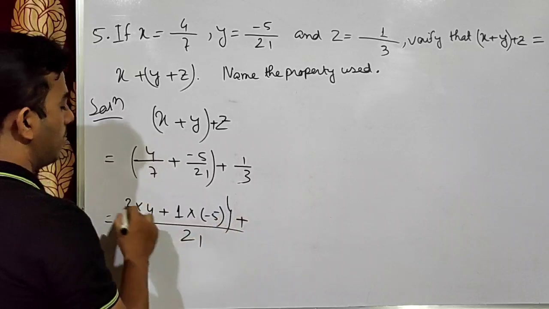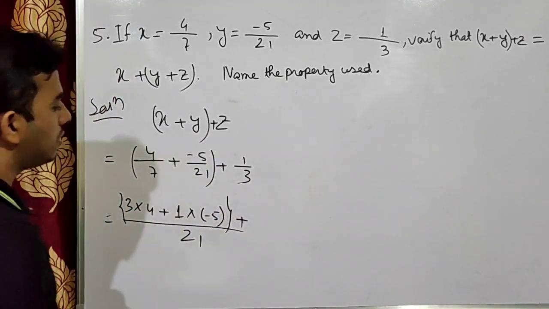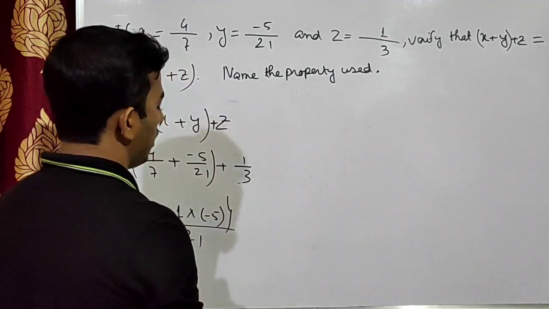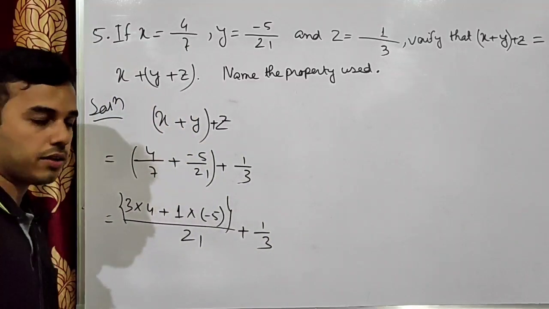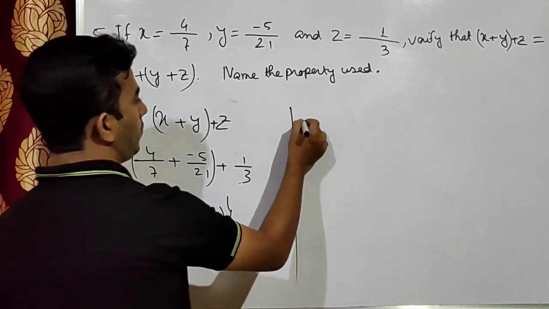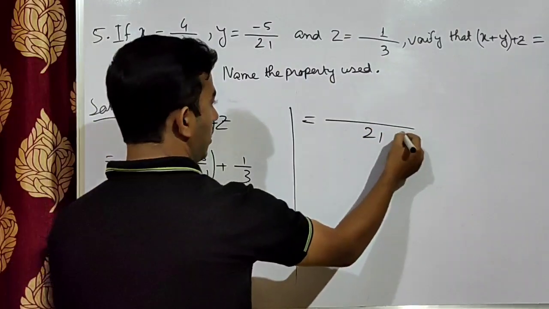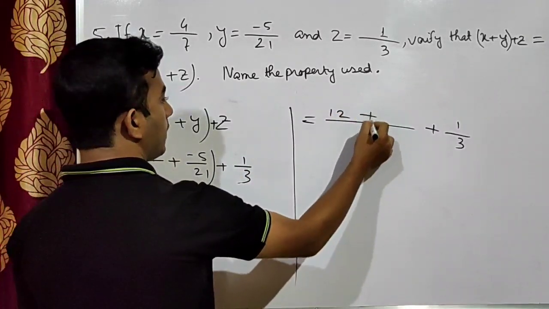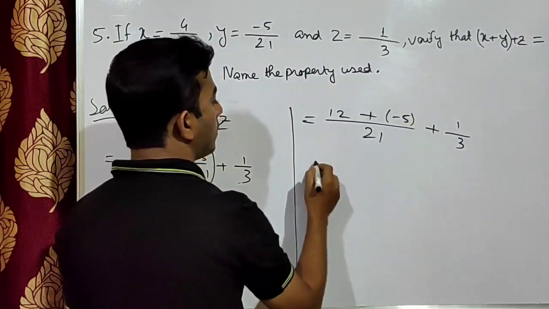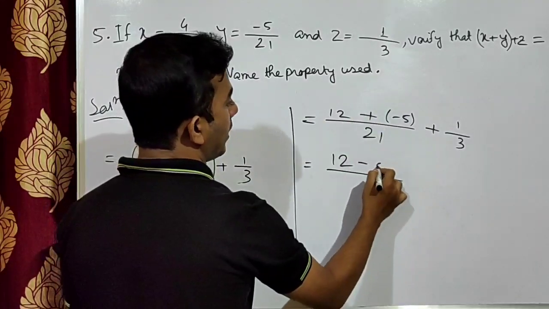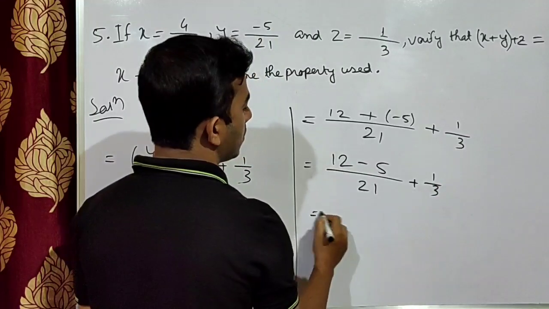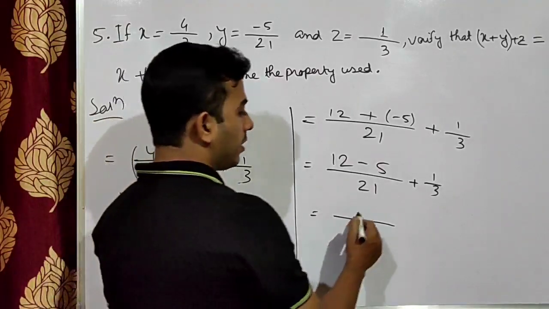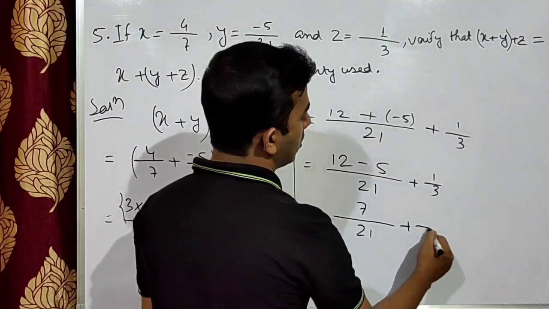Here is one bracket, right? Give this as a bracket. We will solve this later. As the property tells us, give this here plus 1 by 3. Is this clear? Very good. Now 21 plus 1 by 3. Now 3 into 4 is 12. Then this plus sign. 1 into minus 5 is what? Minus 5. Now 12, look, plus minus is minus. Now 12 minus 5 is how much? 7 by 21 plus 1 by 3.